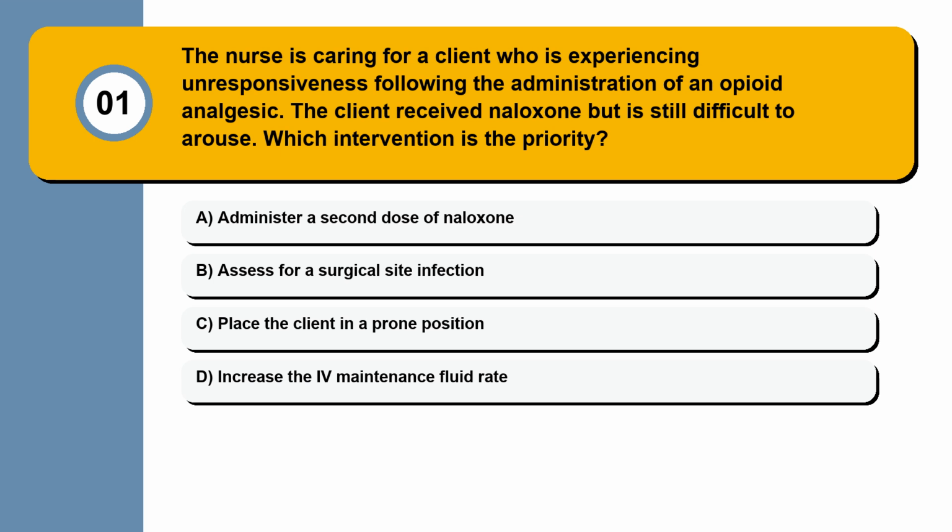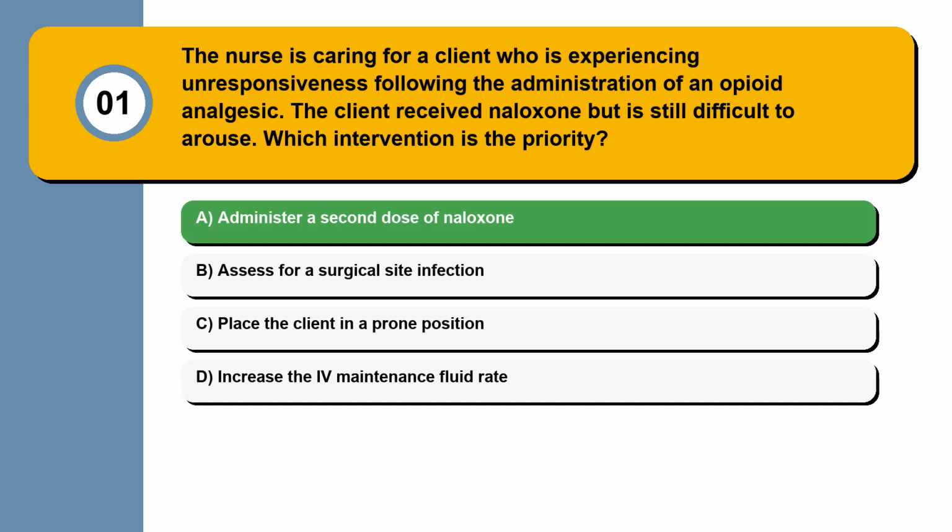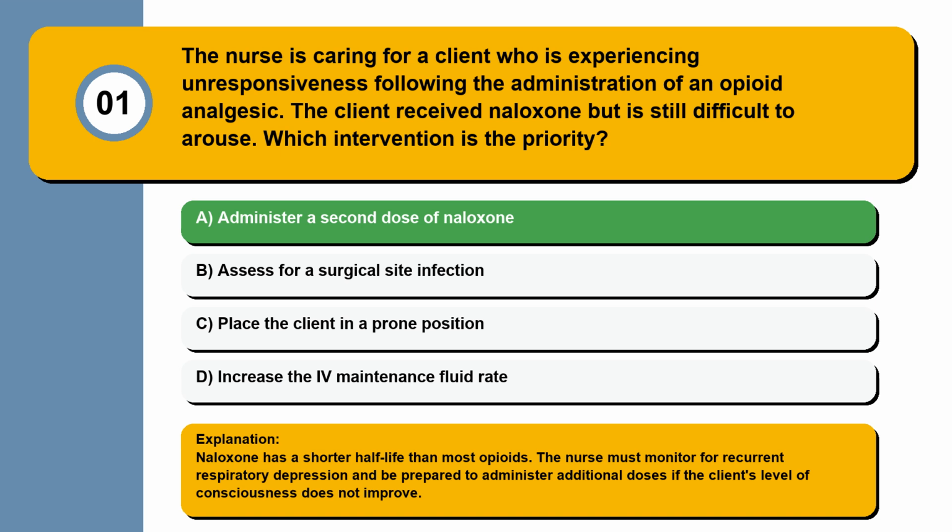Question 1. The nurse is caring for a client who is experiencing unresponsiveness following the administration of an opioid analgesic. The client received naloxone but is still difficult to arouse. Which intervention is the priority? Administer a second dose of naloxone. Assess for a surgical site infection. Place the client in a prone position. Increase the maintenance fluid rate. Naloxone has a shorter half-life than most opioids. The nurse must monitor for recurrent respiratory depression and be prepared to administer additional doses if the client's level of consciousness does not improve.